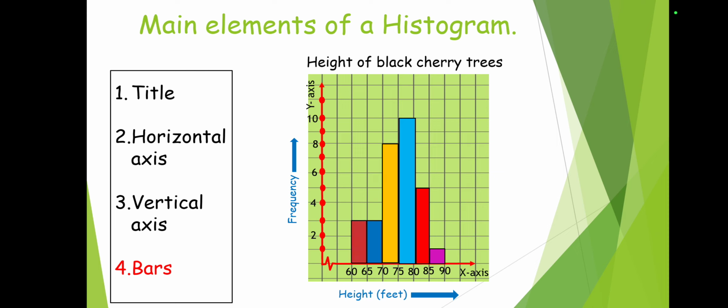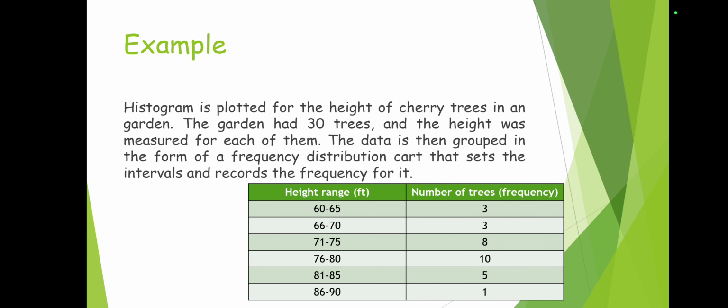Now we will check out one simple example by which you can get to know all the things in the histogram. A histogram is plotted for the height of cherry trees in a garden. The garden had 30 trees and the height was measured for each of them. The data is then grouped in the form of a frequency distribution chart that sets the intervals and records the frequency for it.